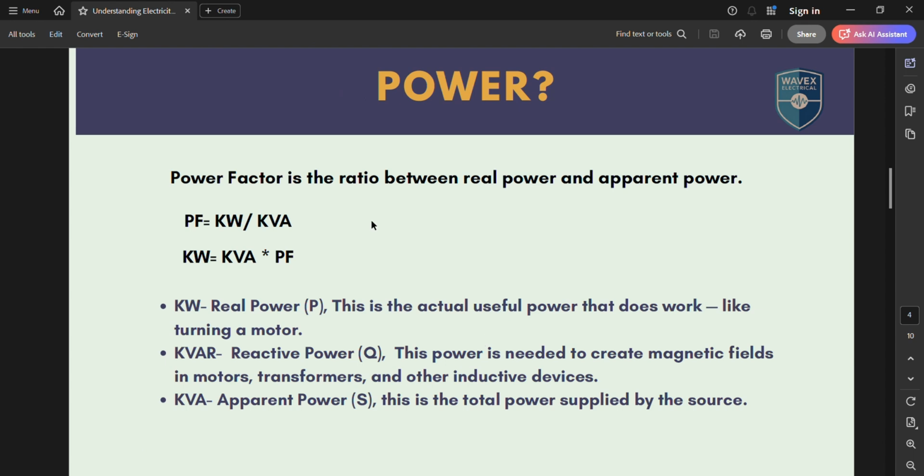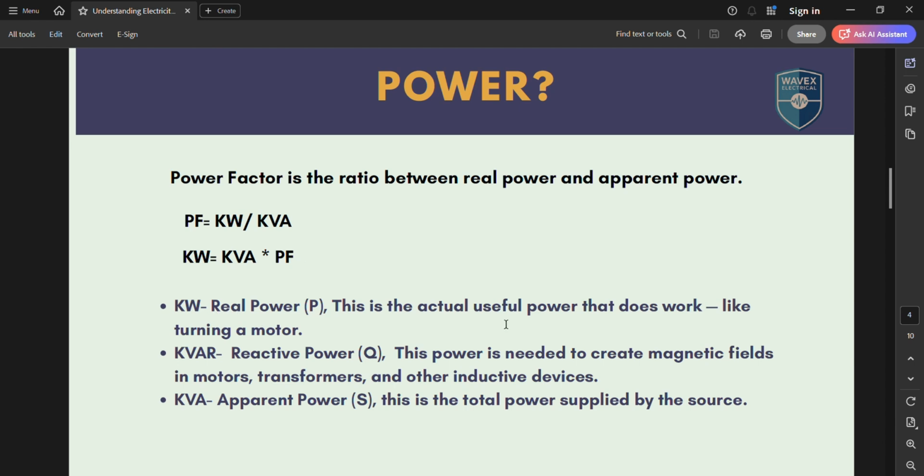Okay, so that definition I rewrote here. Power factor is the ratio between real power and apparent power. Power factor is equal to what? Real power, that is kW, divided by kVA. Okay, so kW is equal to kVA times power factor, where kW is the real power.